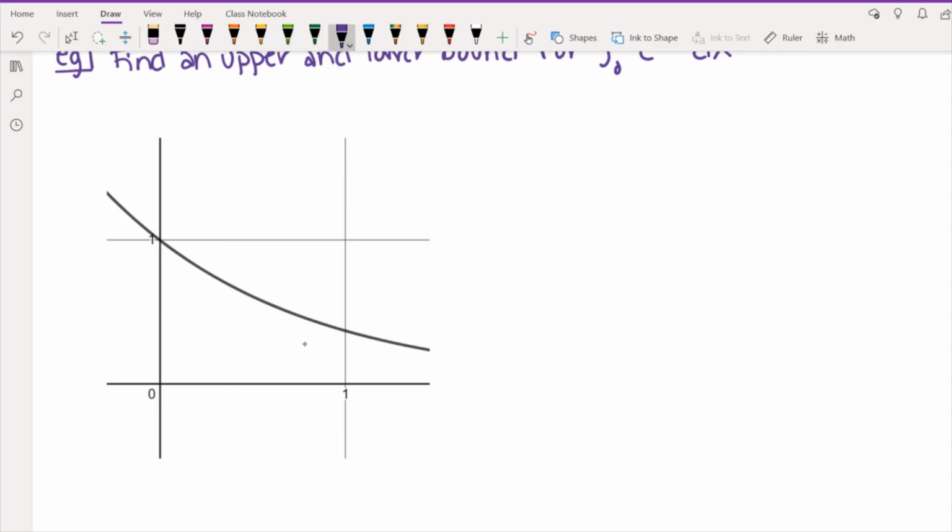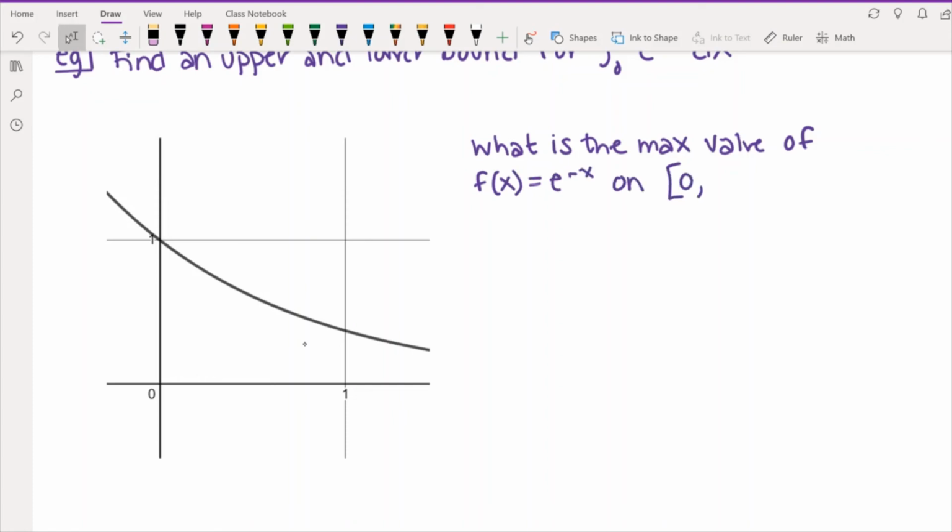So the first question is, what is the maximum value of f of x equals e to the negative x on the interval from 0 to 1? We have the graph in front of us, so we can actually just look and say, oh, well, it's 1, right? Because that's the highest value this function reaches between 0 and 1.